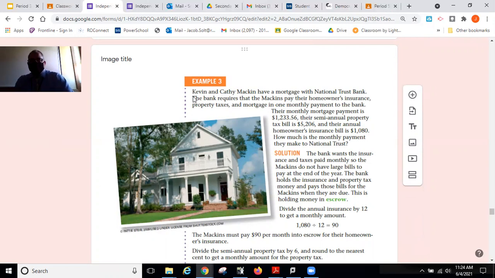Okay, example 3. Kevin and Kathy Mackin have a mortgage with the National Trust Bank. The bank requires that the Mackins pay their homeowner's insurance, property taxes, and mortgage in one monthly payment to the bank. Their monthly mortgage payment is $1,233.56. Their semi-annual property tax bill is $5,206, and their annual homeowner's insurance is $1,080. How much is the monthly payment they make to National Trust Bank?